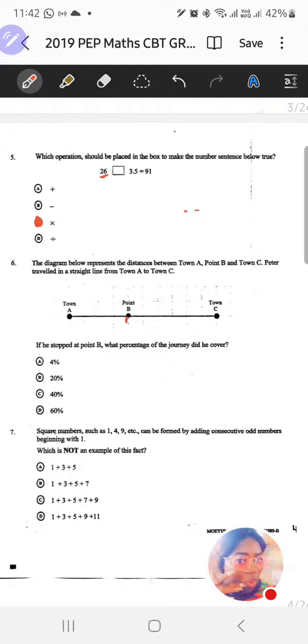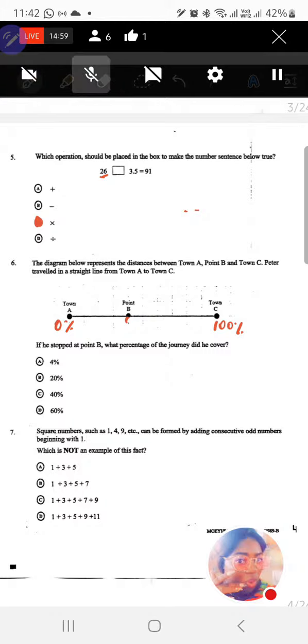cover? We know that percentage means 100, so we know that right here is 100%. Here is clearly 0%. And we want to know where point B is. Now, I'm going to give you just about a minute or a few seconds to work this one out for yourself, and then we will go through it together.